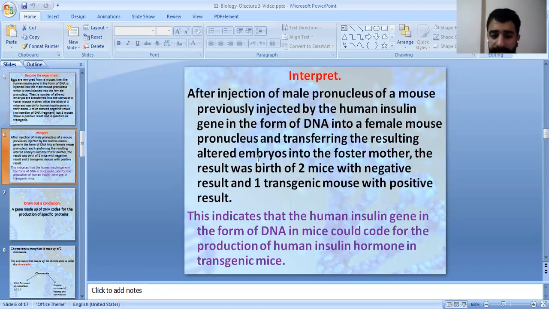Interpret. It's analysis plus indication. So after injection of a male pronucleus of a mouse previously injected with the human insulin gene in the form of DNA into the female mouse pronucleus and transferring the resulting altered embryos into the foster mother, the result was the birth of 2 mice with negative result and 1 transgenic mouse with positive result. What does this indicate? This indicates that the human insulin gene in the form of DNA could code for the production of human insulin hormone in the transgenic mouse.